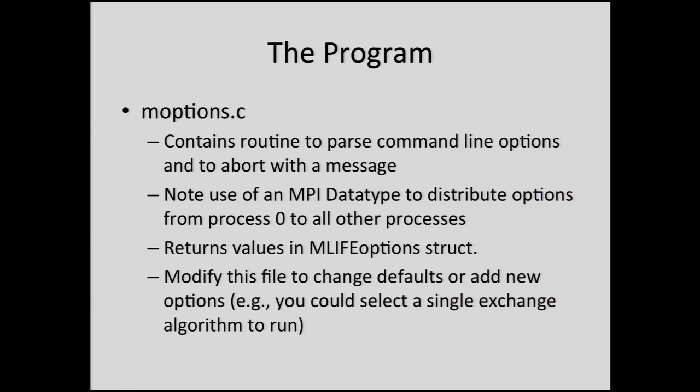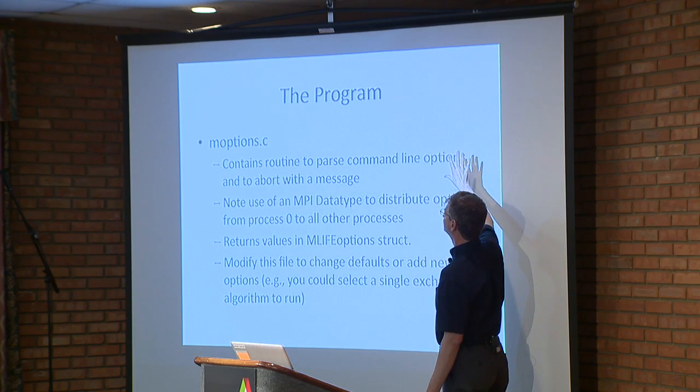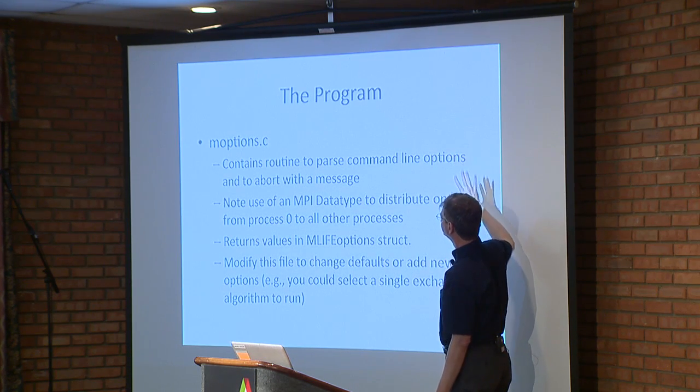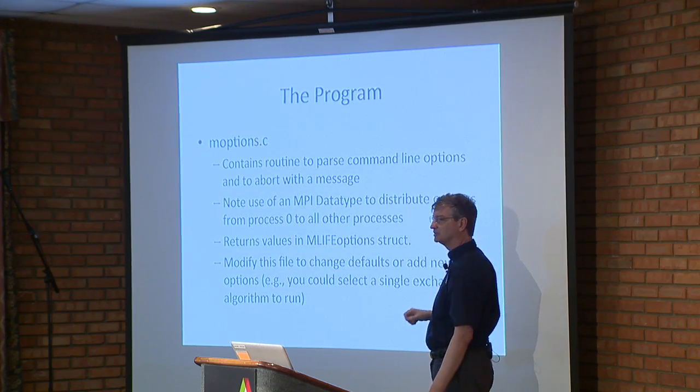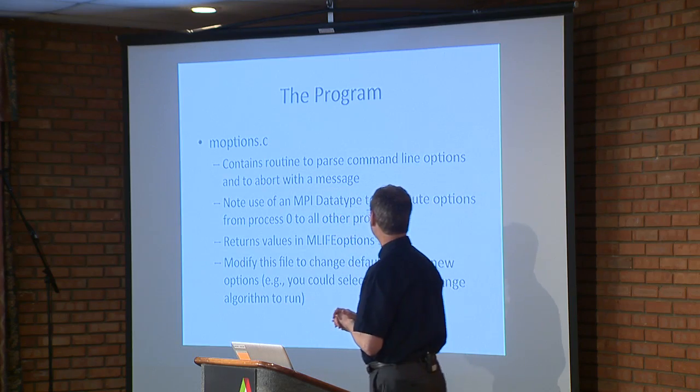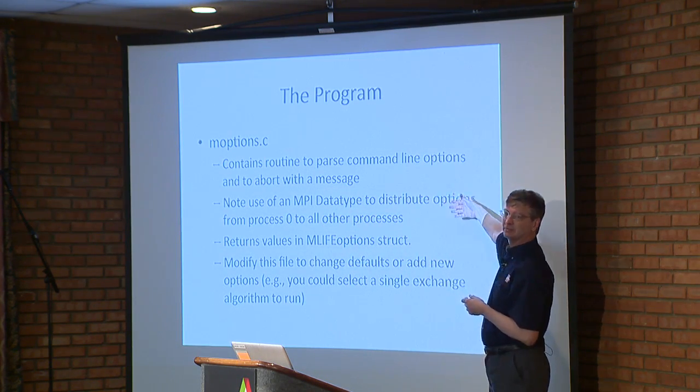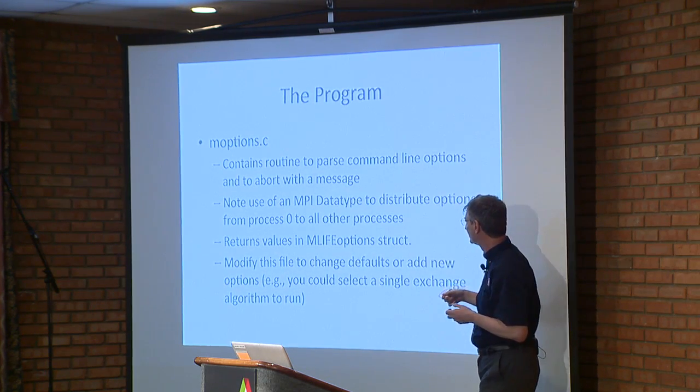moptions.c contains a simple routine to parse the command line options. It doesn't use standard system tools for doing the options. It does use an MPI data type to distribute the options from process 0. So it only assumes that process 0 gets the command line options. Most systems today deliver all of the options to all the processes, but there is nothing in the MPI standard that requires that. And rather than live on the edge, it takes process 0 and then sends it.